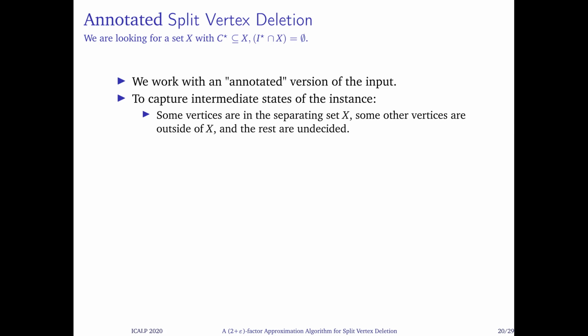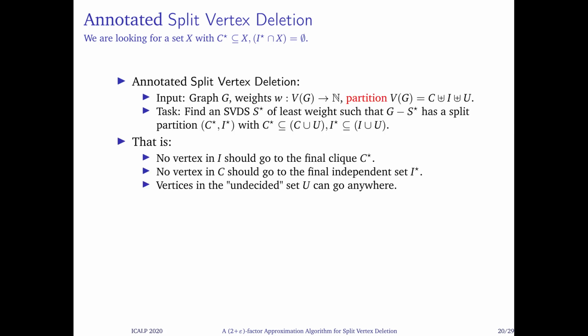We work with an annotated version of the input. This is because we want to capture intermediate states of the instance. So some vertices are in the separating set X, some other vertices are not, and the rest are undecided. So we need to capture this, and for this we annotate the instance. So here is the definition of the annotated split vertex deletion problem. The input is a graph G with integer weights on the vertices, and we are given a partition of the vertex set into C, I and U.